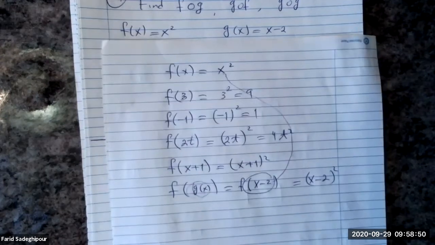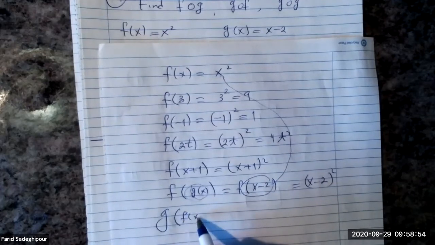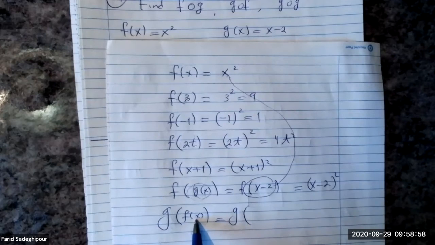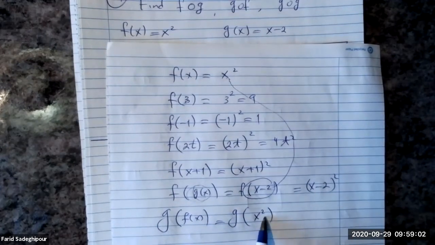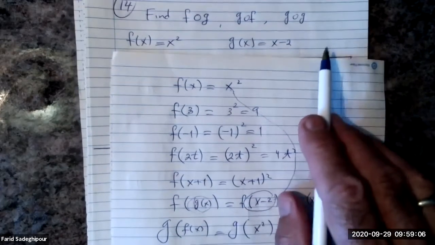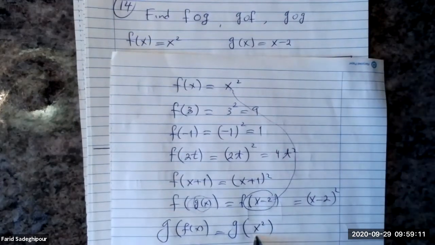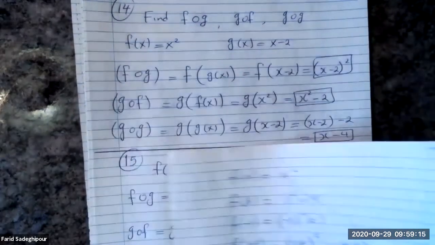But g of f of x is completely opposite. What does g of f of x mean? F of x is x squared. Now they're asking you to go to the g function, which is here, and instead of x, put this x squared, put it there, okay? So that's what you see here.